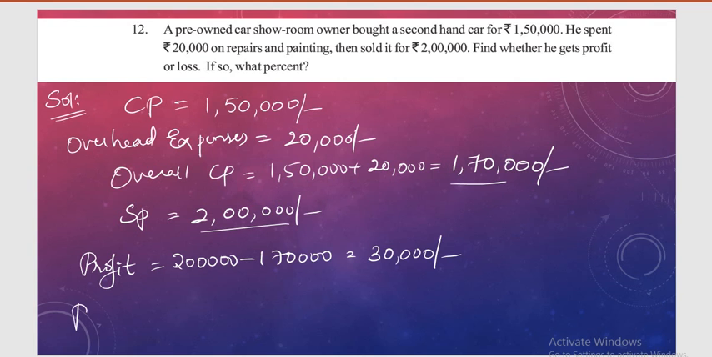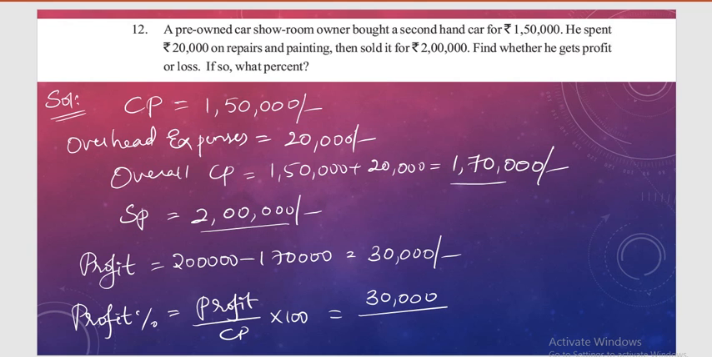Now what do we need to find? He is asking you to find the profit percentage also. So profit percentage is given by profit by CP into 100. What is the profit here? Profit is 30,000 divided by the overall cost price, which is 1,70,000, into 100, followed by 4 zeros. These 4 zeros I can cancel out. So I can write this as 300 divided by 17.